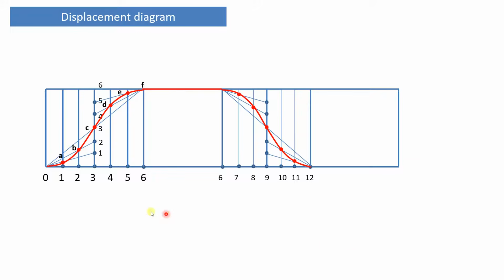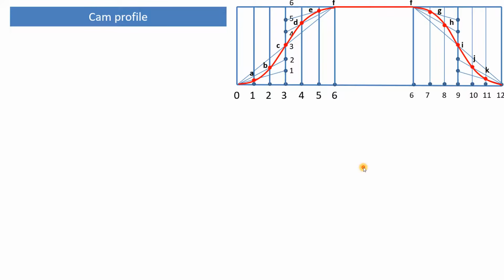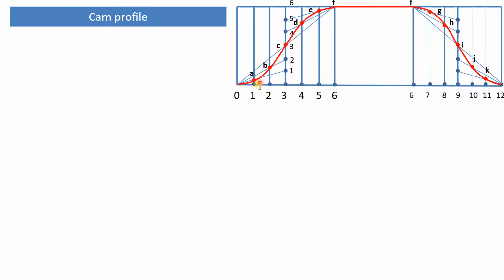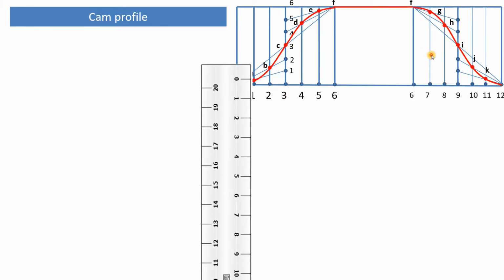Now the distances which are important for us are 1A, 2B, 3C, 4D, 5E, 6F, 7G, 8H, 9I, 10J, 11K. These are the important distances for us while drawing the cam profile. So measure these distances. Suppose we want to measure this 1A, then we'll measure 2B, 3C, 4D, 5E and 6F. So you can measure this distance.